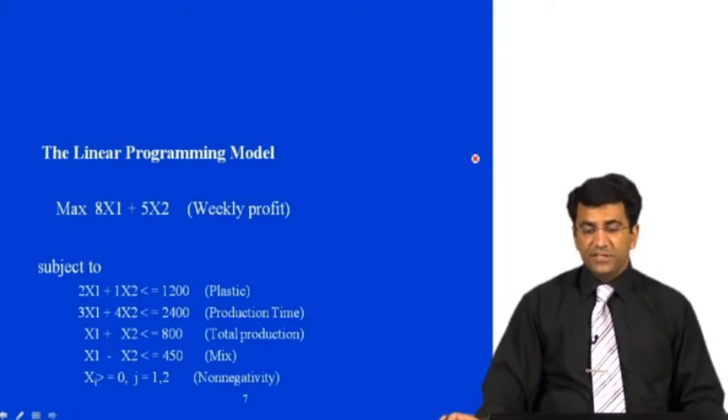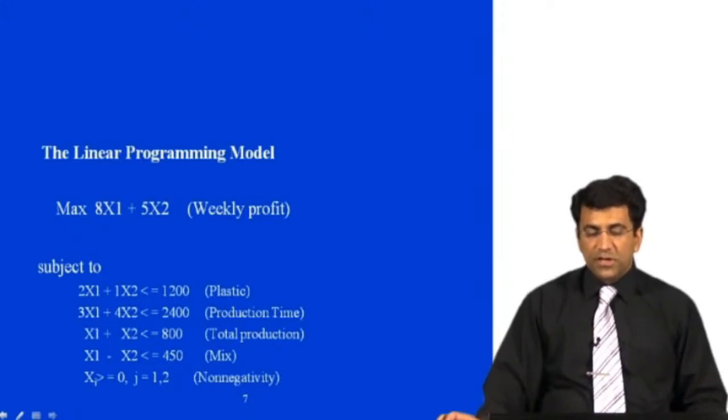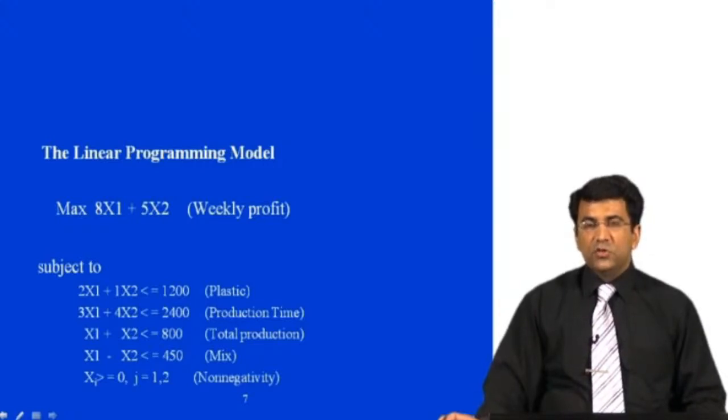The constraint, as we discussed, relating to the plastic material is 2x1 plus x2 is less than or equal to 1200. The next constraint is related to the production time available, that is 3x1 plus 4x2 should be less than or equal to 2400. Again, for this production time, we have converted the total capacity into minutes, so that is important. Then the next constraint is related to the total production, that is x1 plus x2 should be less than or equal to 800. Then there is another constraint which we discussed, x1 minus x2 is less than or equal to 450.